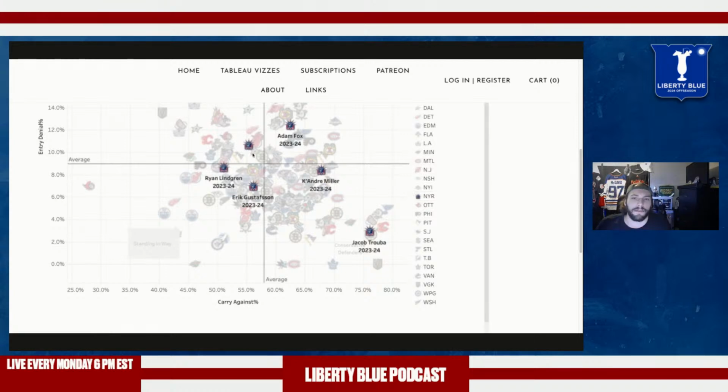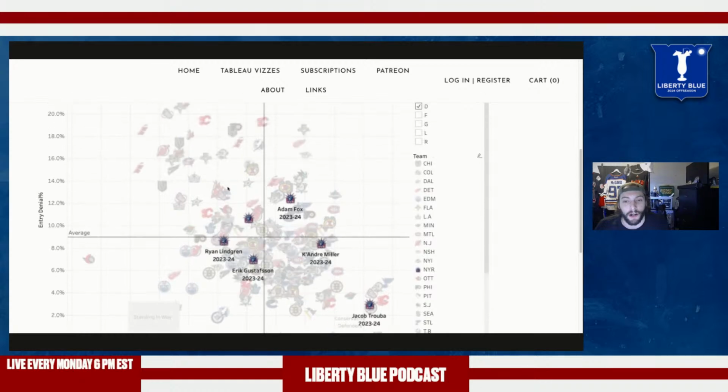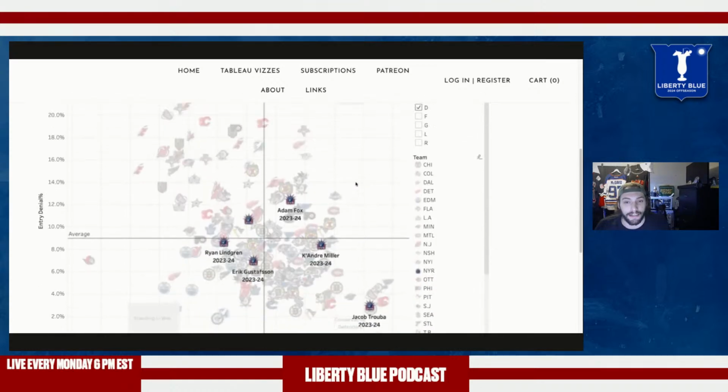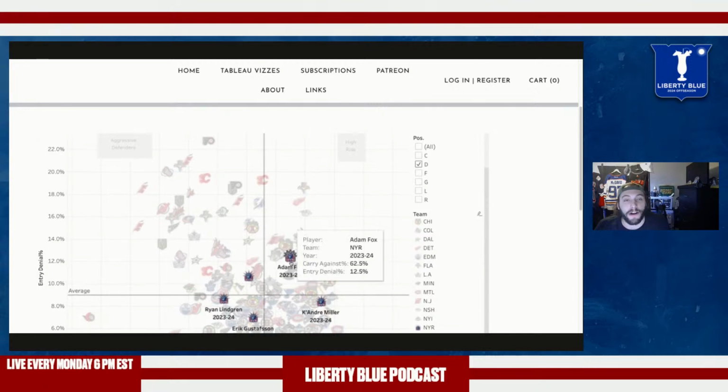But we're talking about Lindgren here. Lindgren's here. So teams aren't carrying the puck in against Lindgren. He is the least carried-in-against defenseman on the Rangers. That makes sense. You see over here, entry denial. We know Adam Fox likes to step up at the blue line, but he uses his stick. He uses his positioning and forces teams to make a decision faster than they want to.